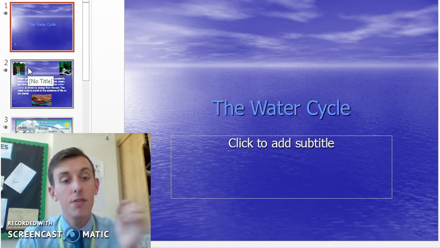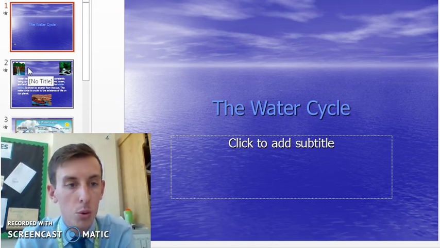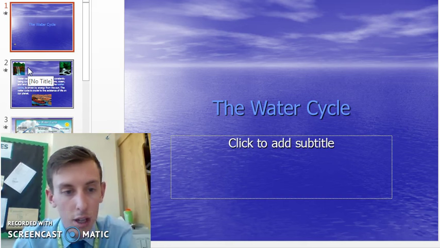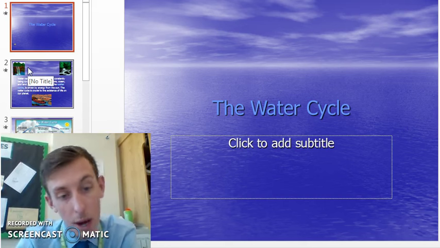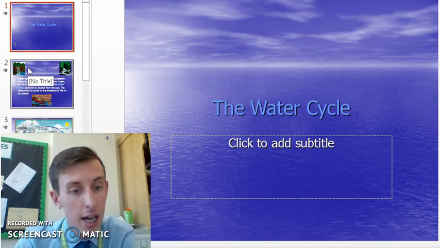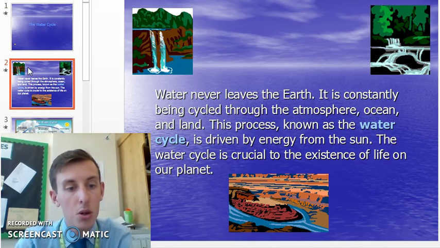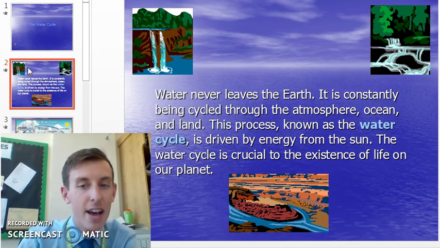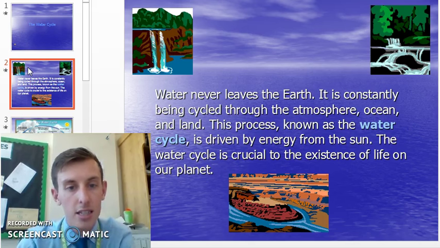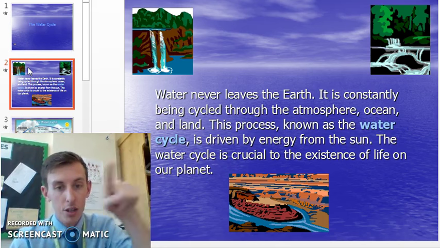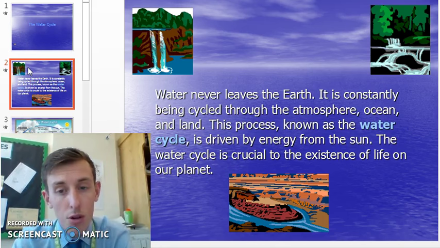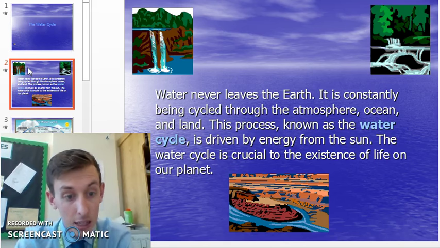So I do believe you've already learned a little bit about the water cycle, but this is what we're going to look at first. We're going to look at what happens in the water cycle, and then we're going to look at some key vocabulary as well. The most important thing to remember is water never ever leaves the earth. It is consistently being cycled. It goes around and around and around, and it's being cycled through the atmosphere, the ocean, and through land.